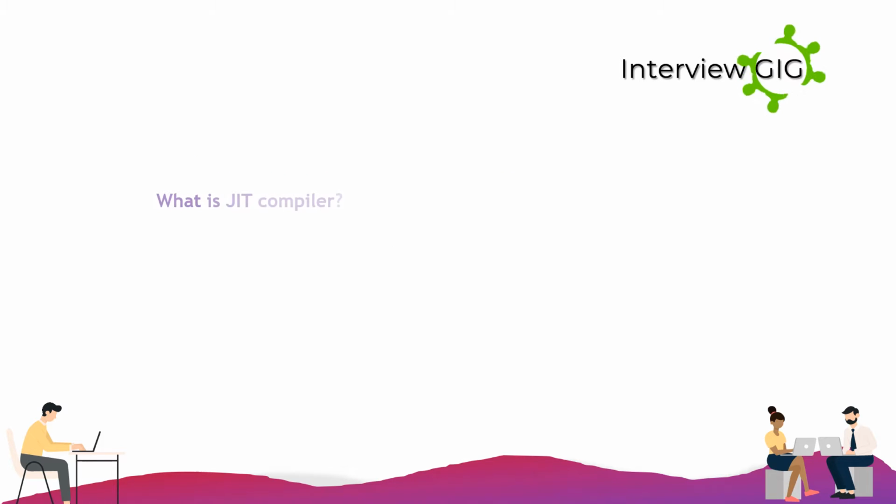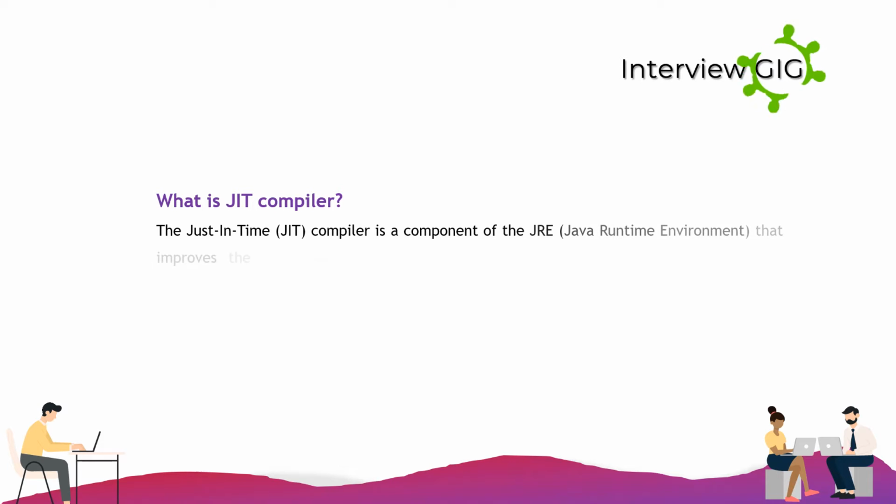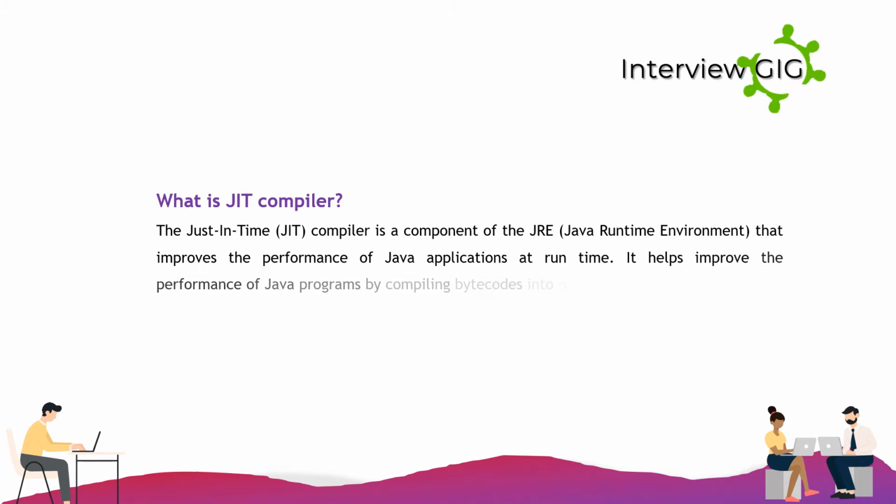What is JIT compiler? The just-in-time, JIT, compiler is a component of the JRE, Java Runtime Environment, that improves the performance of Java applications at runtime. It helps improve the performance of Java programs by compiling bytecodes into native machine code at runtime.